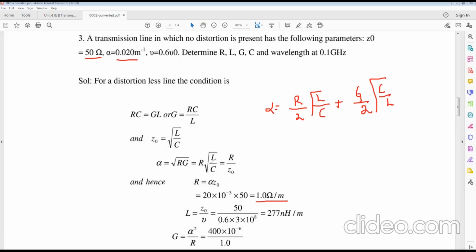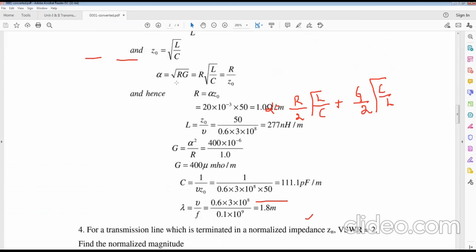And L is equal to, from these only you will get L is equal to Z0 by V. The 50 by 0.6 into 10 to the power of 8. You know the velocity V is always, you can multiply, that is 3 into 10 to the power of 8, nanohenry per meter. And G is equal to alpha square by R from this expression only. Substitute that alpha we got here.